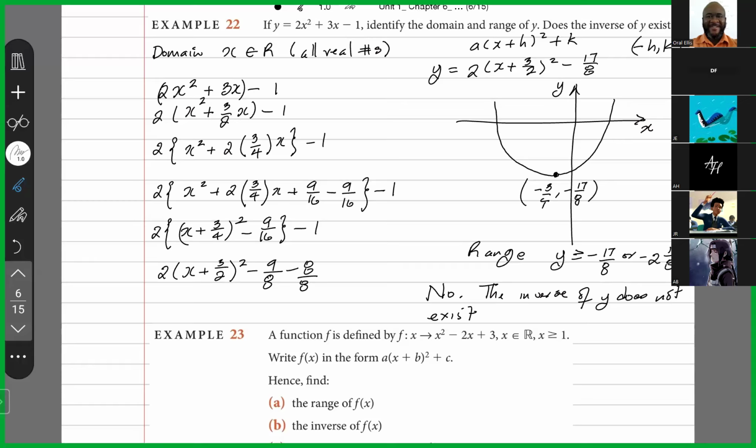If you draw a line parallel to the x-axis below the minimum turning point, it will not cut the graph at all. So therefore, that means it is not surjective. Because in order for it to be surjective, every line that can be drawn parallel to the x-axis must cut the graph at least once. So it's neither injective nor surjective. Therefore, it is not bijective. And if it is not bijective, it does not have an inverse.